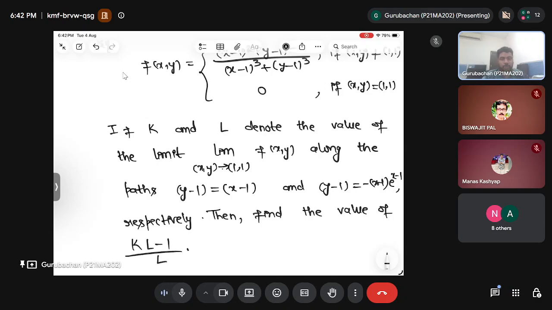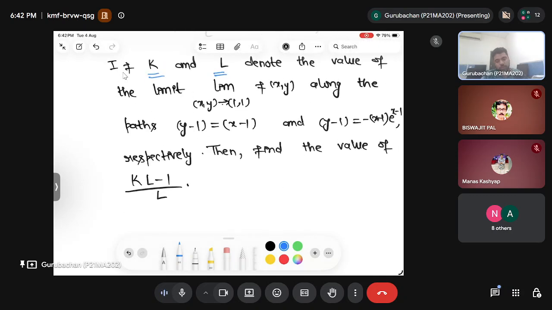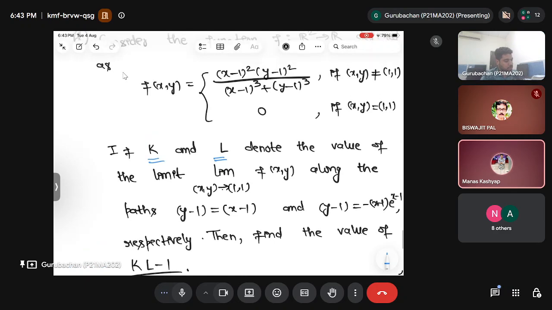So ultimately you need to calculate two limits along these two paths. One is defined as k, one is defined as l. Then you need to substitute in this fraction, and you will get your answer. Quickly tell me, we have discussed a lot about how to calculate the limits along a path. Can you please type it a little? Is it visible now? Yes, sir.